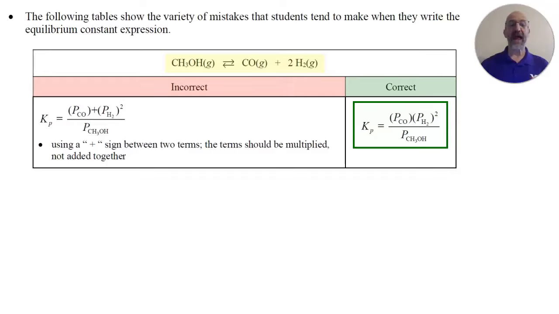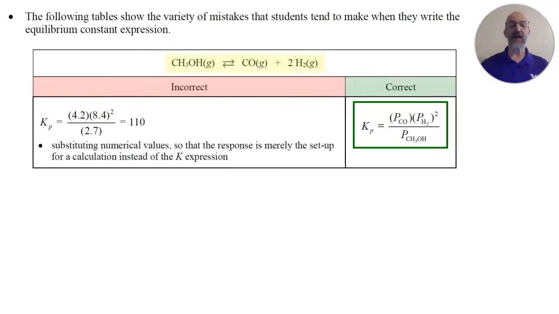And then this student accidentally put a plus sign in between those two terms in the numerator. Now, that is incorrect because the mathematical operation is multiplication. So the fact that a plus sign is visible makes it look like those two terms are being added together, and that's incorrect. And then finally, another example of a student mistake is they jump to the calculation part. If the question says, write the equilibrium constant expression, then we don't want to see simply a setup for a calculation. You should write the expression.